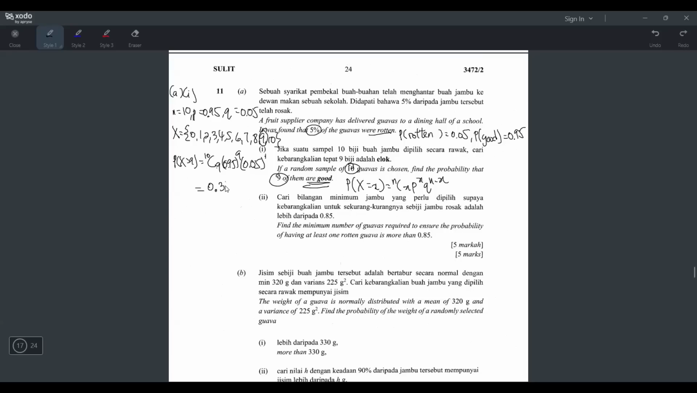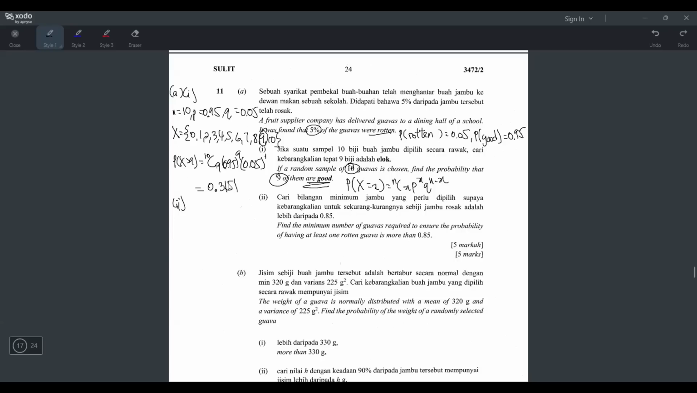Okay, the last thing is I want you to check the question. Check whether they really want the probability. So check again. Find the probability, right? So this is the answer. Because sometimes they don't want probability, sometimes they ask for the number of guavas. So if they ask for the number, you have to do more and add to your working. But if they want probability, then this one is the answer already.